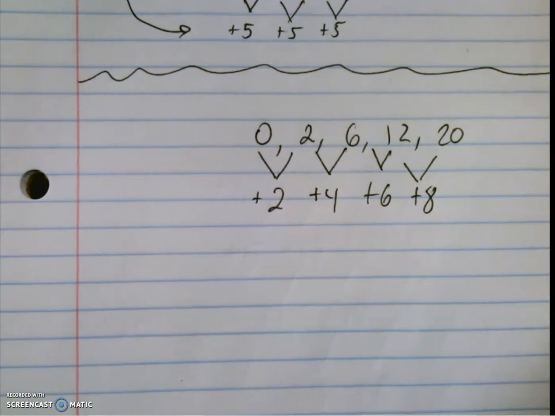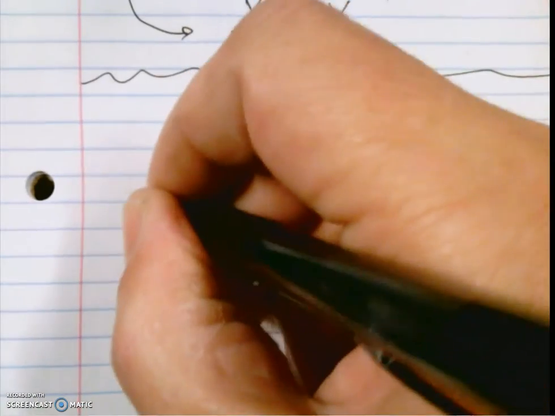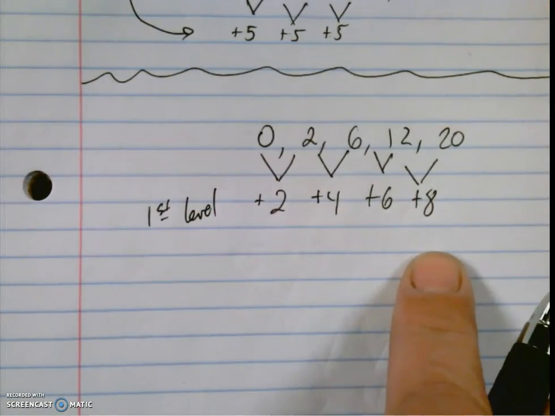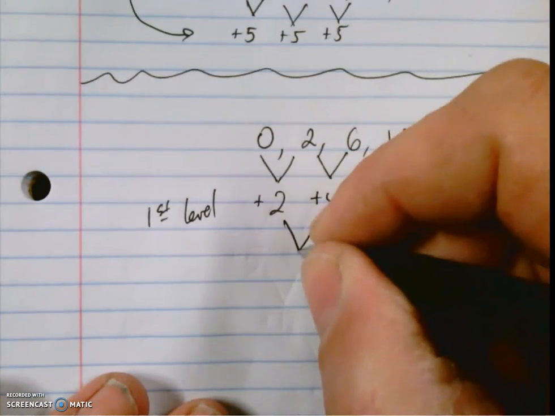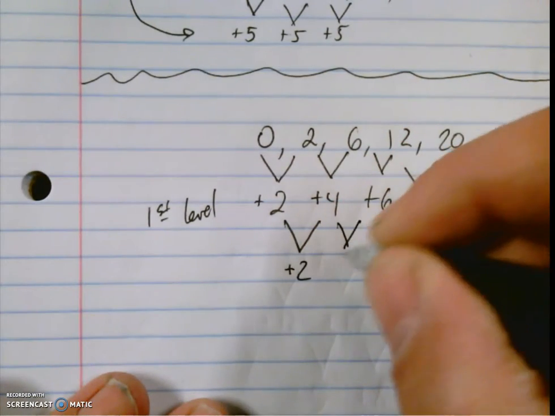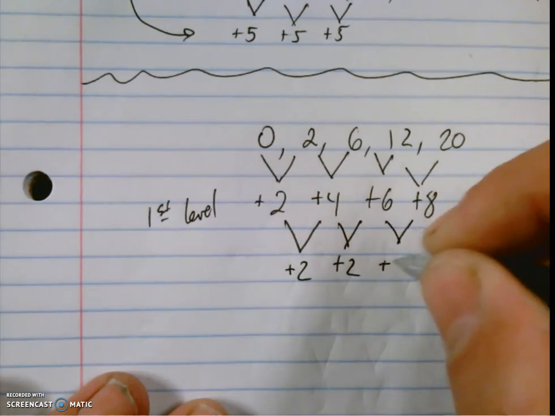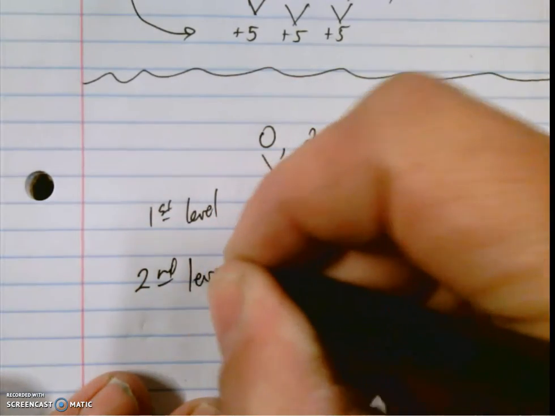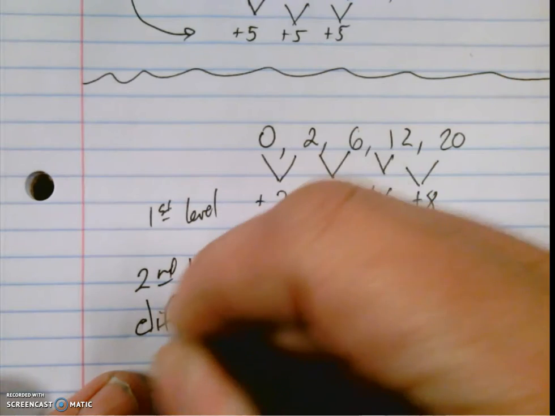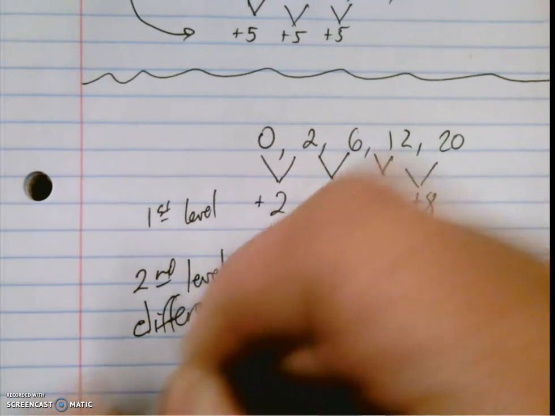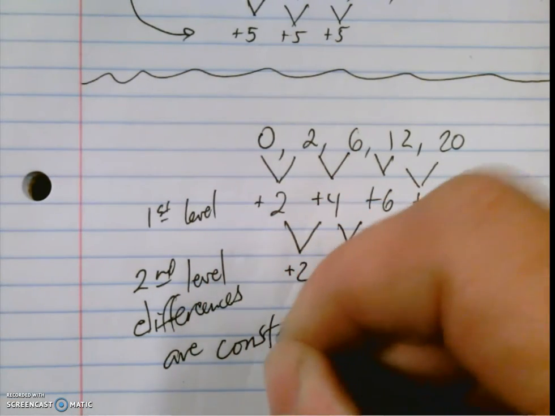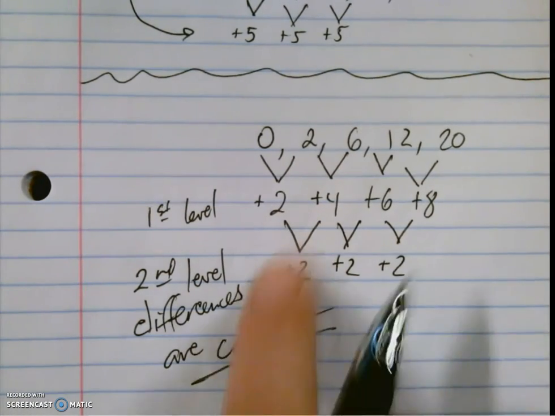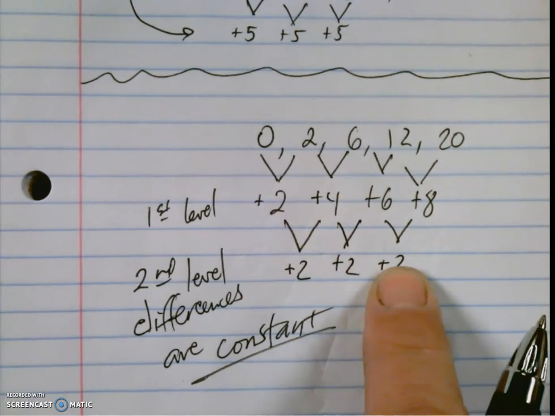But wait a minute. At the first level, I don't see any pattern. They're not all constant. If I go down to the next level, the difference between these is constant. So this is what we call the second level differences. We are looking for when they are constant. So we've got to go down until we can find a pattern that establishes itself.